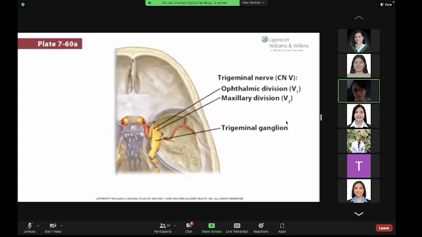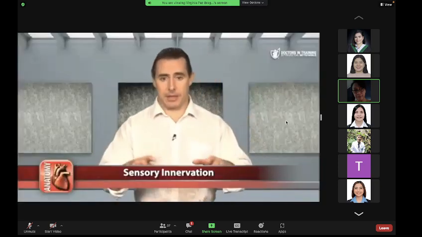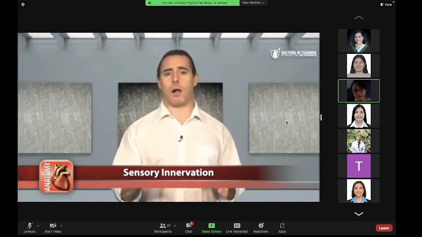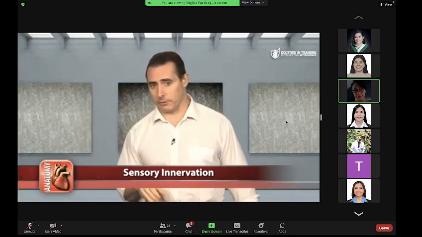The cell bodies of the neurons making up the ophthalmic and maxillary divisions of the trigeminal nerve are located in the trigeminal ganglion that hides under the dura mater just lateral to the apex of the petrous portion of the temporal bone on the floor of the middle cranial fossa. Their central processes project back to the trigeminal sensory nuclei in the pons and the medulla. The peripheral processes of the ophthalmic nerve pass through the lateral wall of the cavernous sinus, then enter the orbit through the superior orbital fissure.